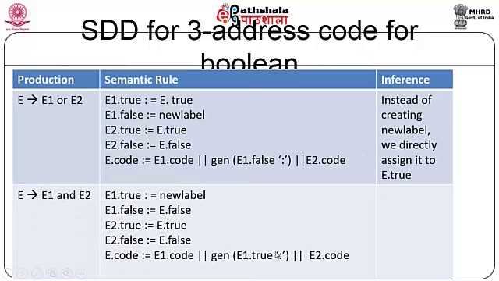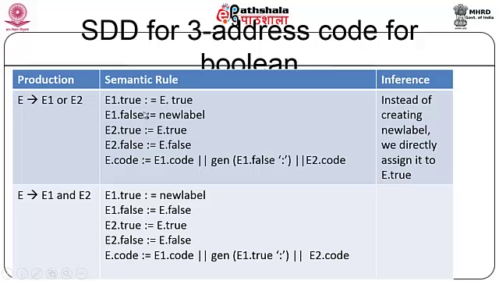Now, this is what we are going to have here: E1 or E2. This expression E on the LHS will have a true and a false label. So it will be E1 dot true is equal to E dot true. What happens here is, if E1 is true, E is true. So you are not going to create a new label here. Your ultimate aim is to assign a true or false for this expression E. So if E1 is true, that will result in E dot true.